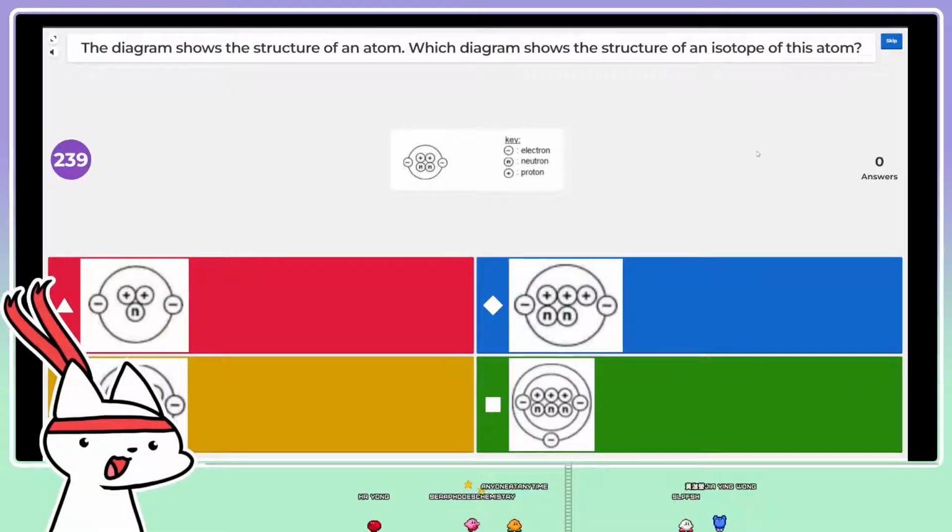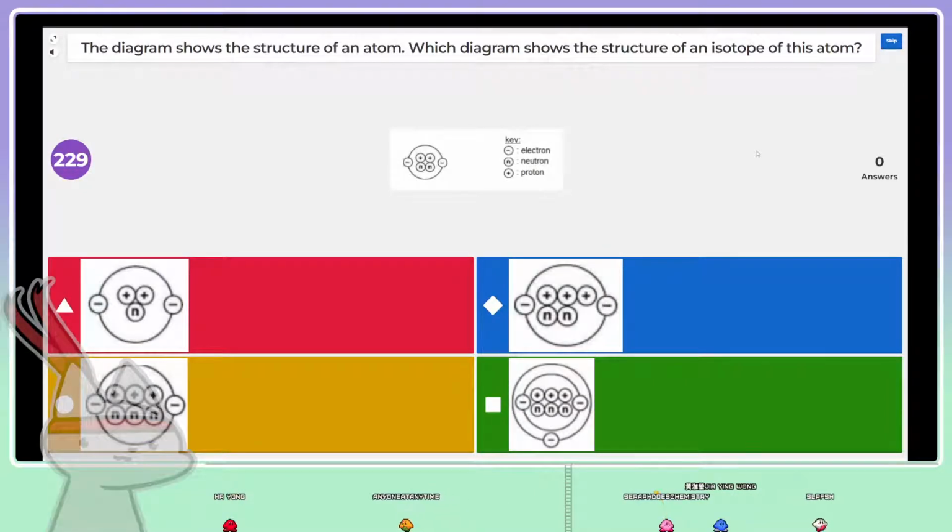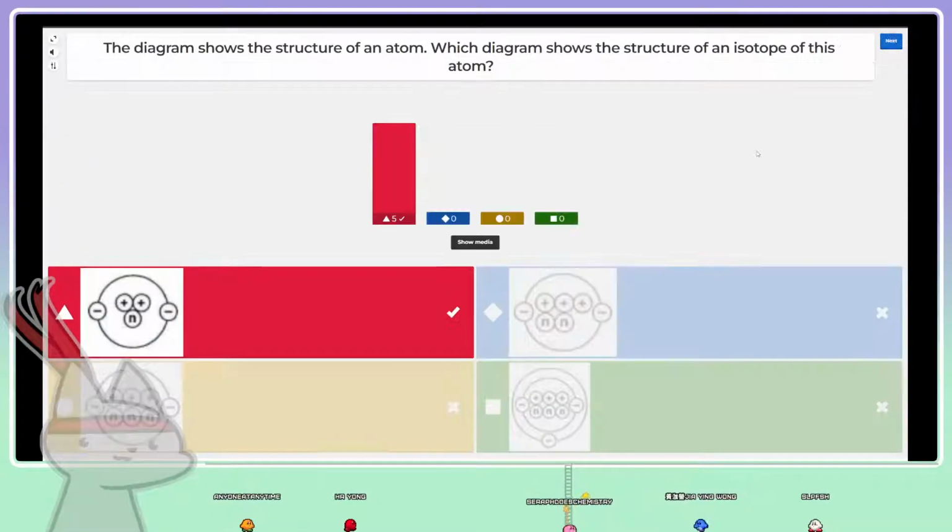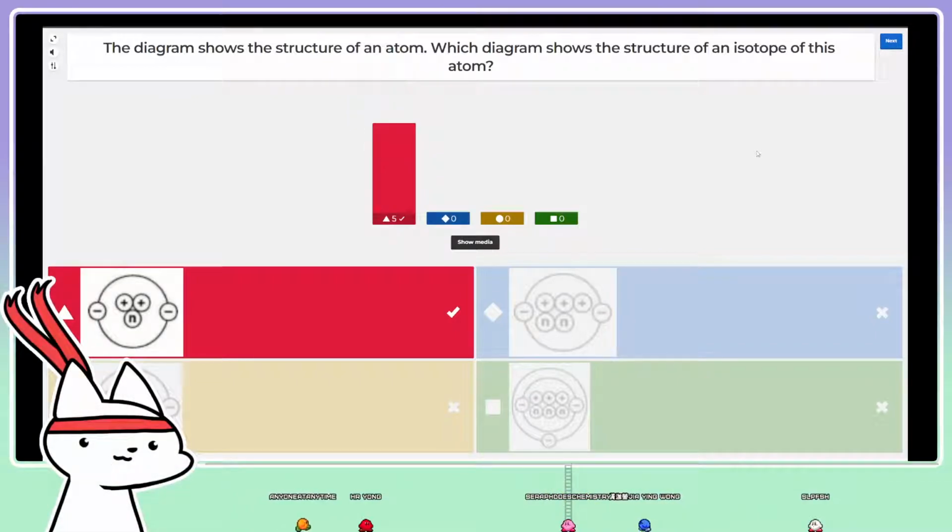The diagram shows the structure of an atom. Which diagram shows the structure of an isotope of this atom? Nice. When it comes to isotope, it's same protons, different neutrons. So red will be the answer. Good.